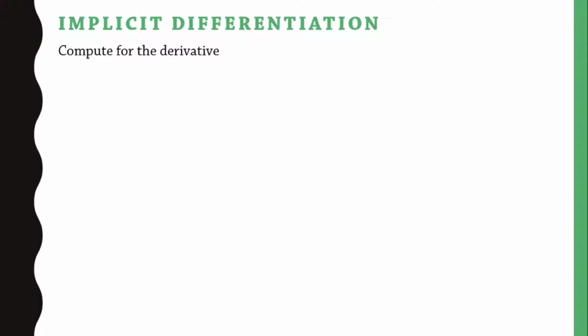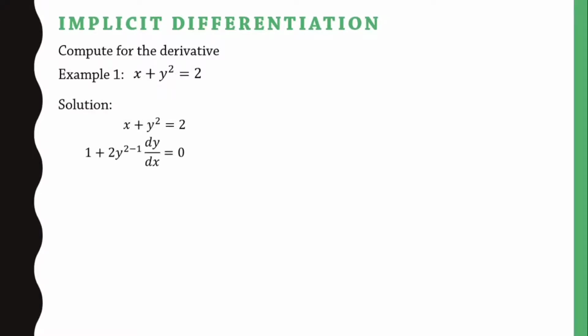So here are a few examples to make it clearer. Here we have to compute the derivative using implicit differentiation. Example number 1, we have the equation x plus y squared equals 2. To solve, we get the derivative of each. x has a derivative of 1, so we simply put 1, plus the derivative of y squared is 2y raised to 2 minus 1. Then, since we are differentiating the variable y, we multiply it by dy over dx, equals the derivative of 2, which is 0.